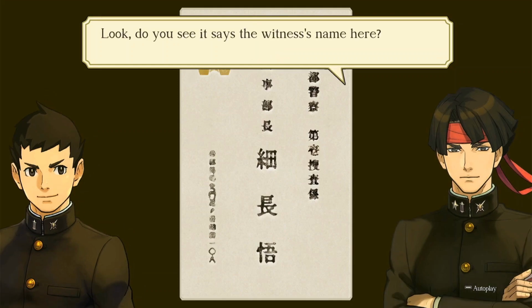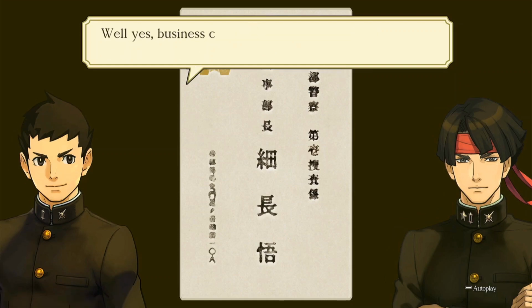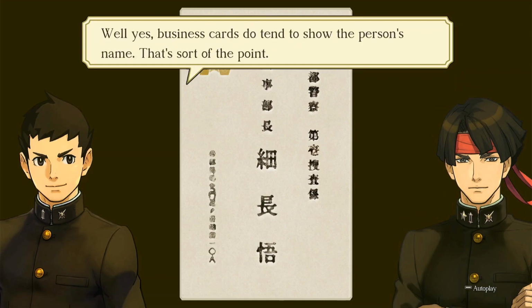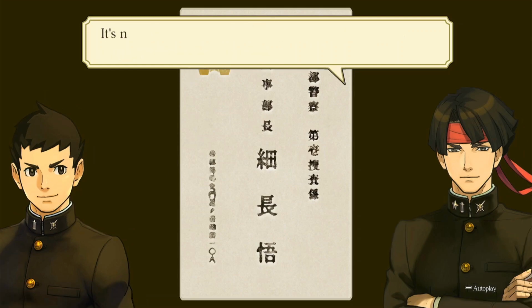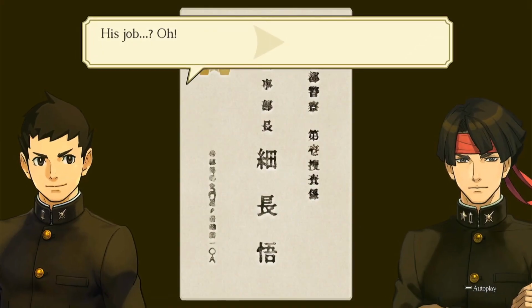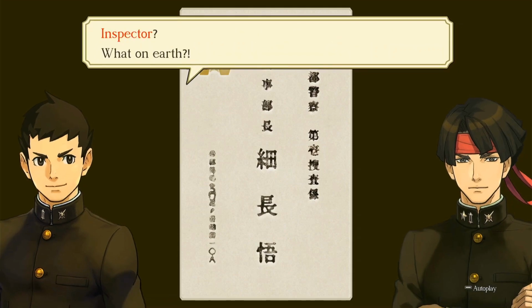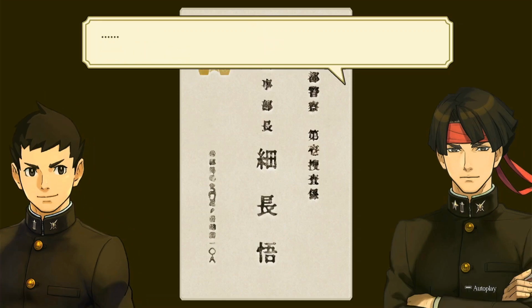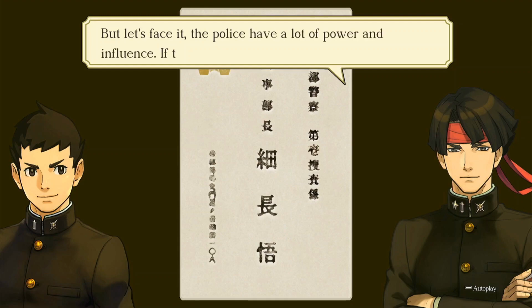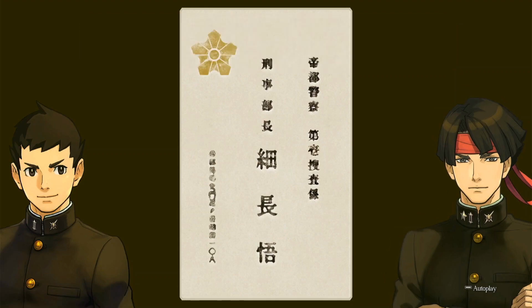Look, do you see it says the witness's name here? Satoru Hosonaga. Well, yes, business cards do tend to show the person's name. That is sort of the point. It's not the name that is unexpected, it's his job title. His job? Oh! Chief Inspector Satoru Hosonaga, Primary Criminal Investigation Division, Imperial Police Bureau. Inspector? What on earth? I have no idea. But let's face it, the police have a lot of power and influence if they're wielding it somehow here.